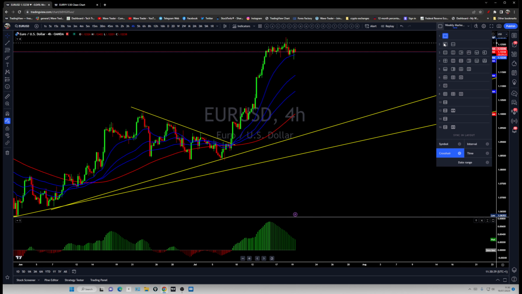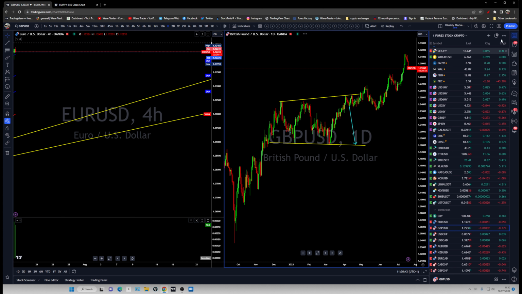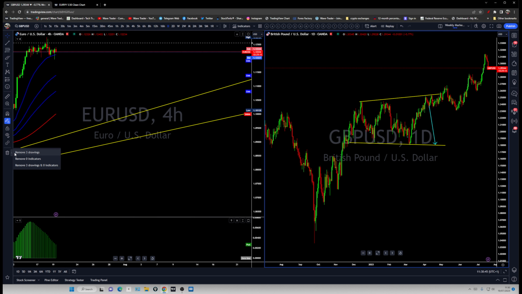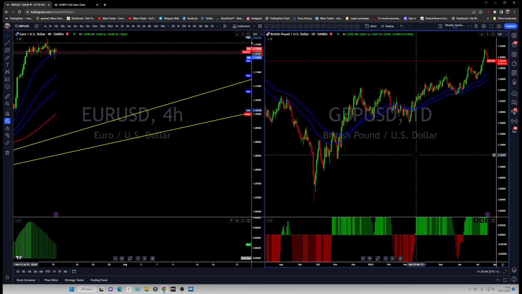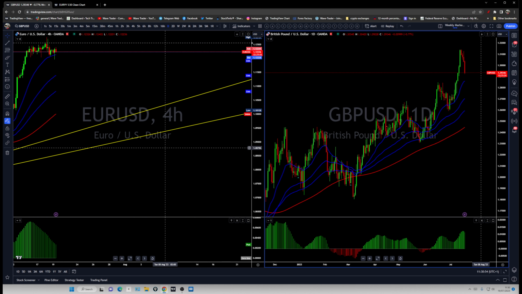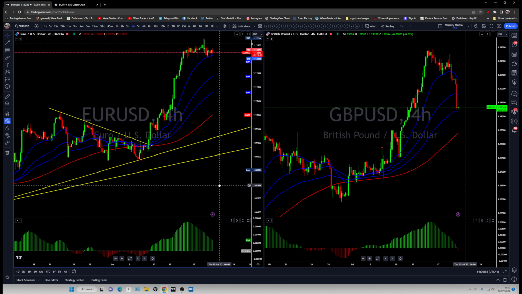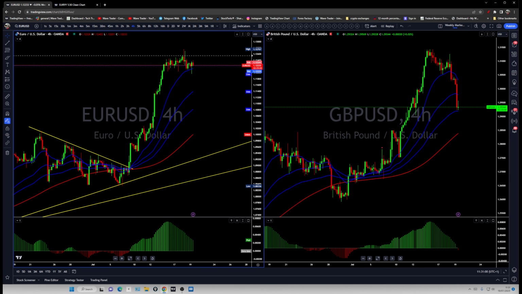If I open another chart on the right side, the pound, the pound significantly dropped after the CPI numbers. We were expecting CPI numbers to drop in the UK, and we have seen the drop, and a significant sell-off on the pound against the dollar. The pound is heading towards the 4-hour moving averages.